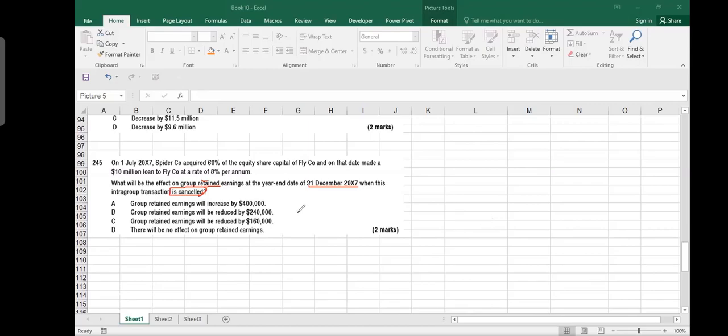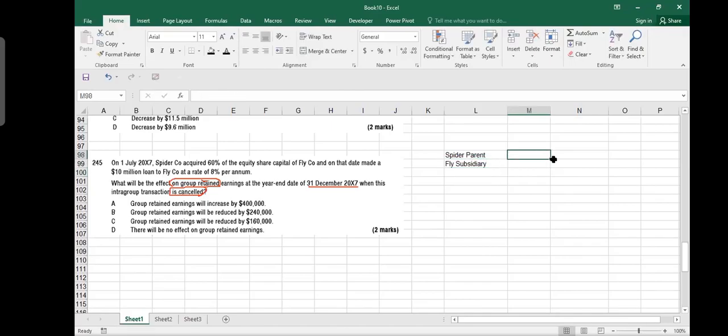So it asks you what will be the effect on group retained earning. Now, that is a little bit interesting thing, because what will happen? Spider is parent and Fly is subsidiary, okay? I'm just taking more time. You can do it very quickly. It is a less than a minute question, but I'm just taking time for explanation. So who is giving the loan? He is giving and he is taking the loan.